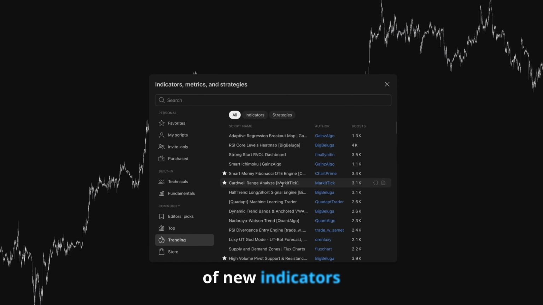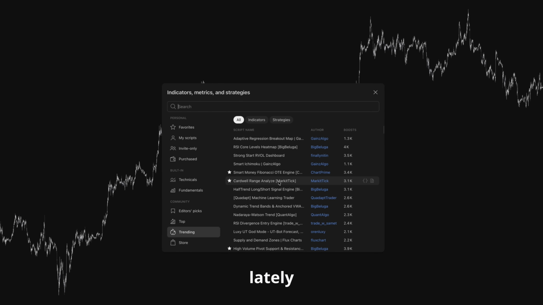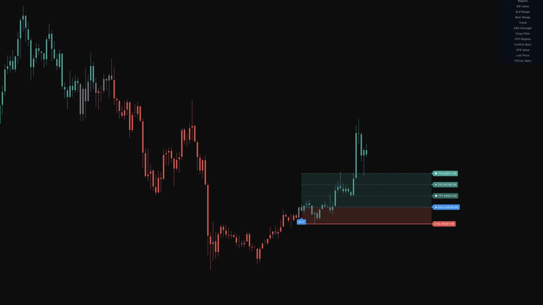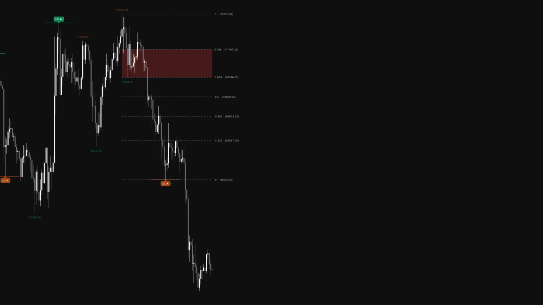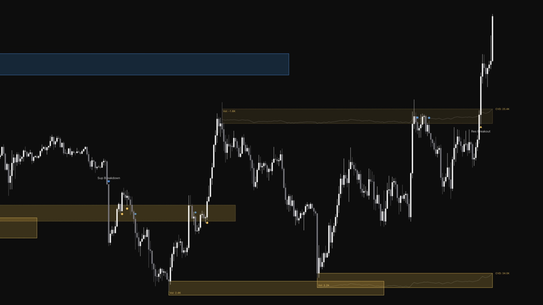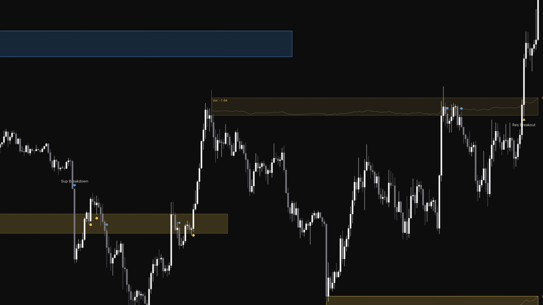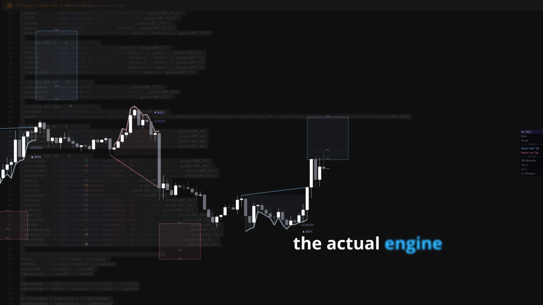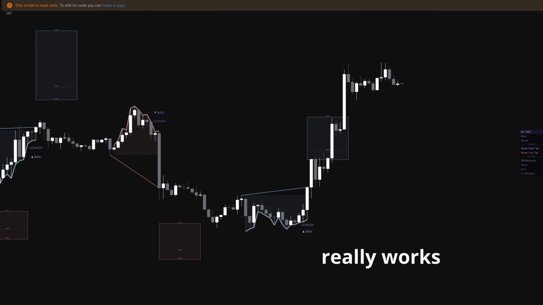A whole wave of new indicators has been showing up on TradingView lately, and these are the 4 sitting near the top when I sat down to record this. There are probably plenty of reasons traders are liking them, but instead of asking which one is better, we look at the actual engine inside each one and how it really works.